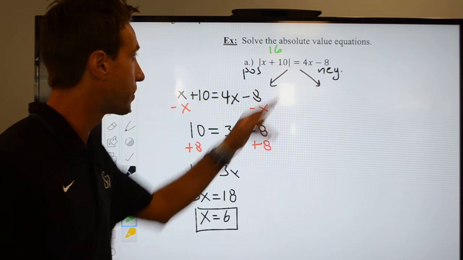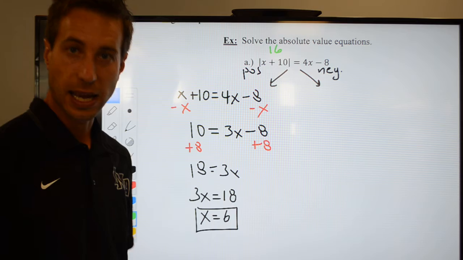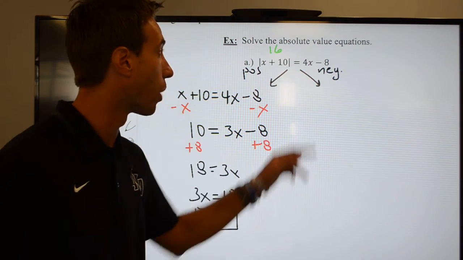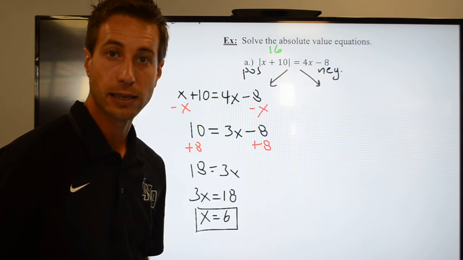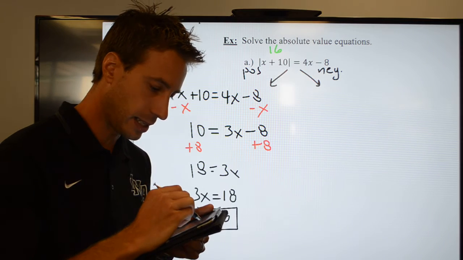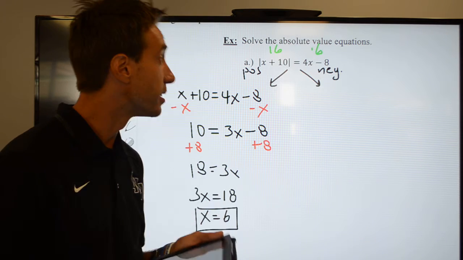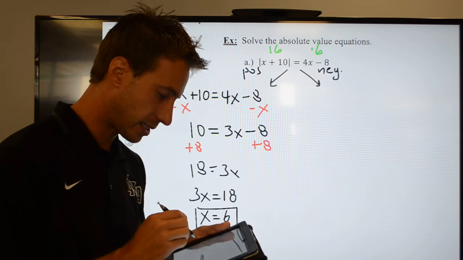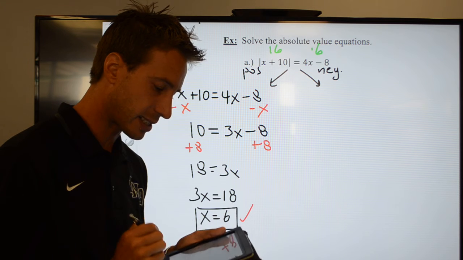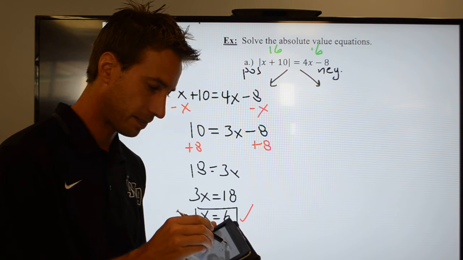All right. Let's do the same thing over here. 4 times 6 is going to be 24. 24 minus 8, positive 16. Hey, 16 does equal 16. This guy checks out. We're all set.